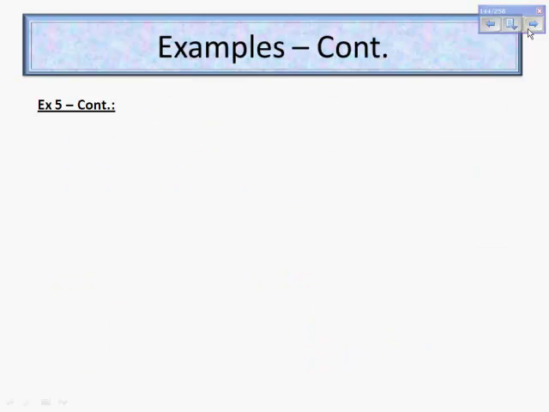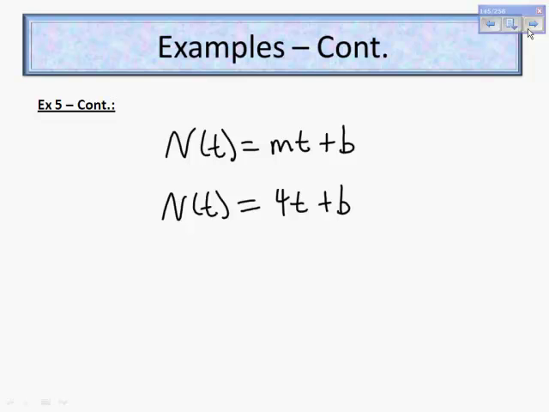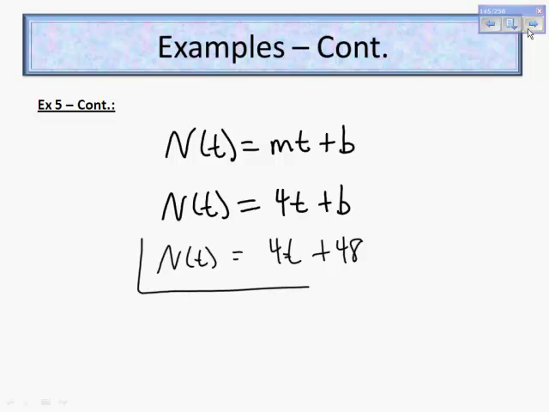All right, so I have everything that I need. So I have that n of t is equal to 4 times t, and that plus 48. So there's my linear function. It's a function of time, so there's my linear function.